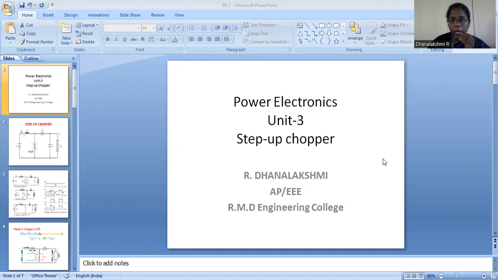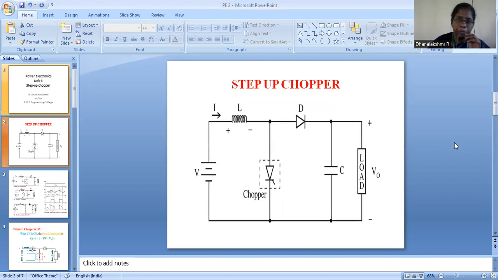In this session, I would like to discuss step-up chopper. The subject is Power Electronics, Unit 3, which is all about DC-DC choppers. In the previous video, we discussed step-down chopper. When we take the types of chopper, the very fundamental types are step-up chopper and step-down chopper. In the last video we discussed step-down chopper, and for this session, we'll take step-up chopper.